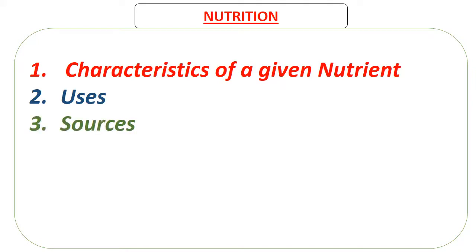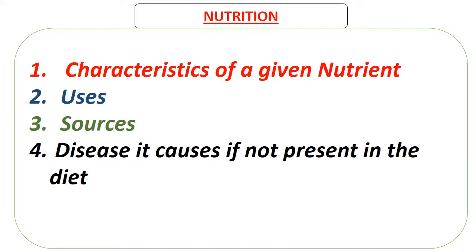And thirdly, we're going to take a look at sources. Where can you get a given nutrient? For example, after studying a nutrient, you become interested, you want to eat it, you want to have a certain thing happening to your body. So we are going to get that nutrient. Fourth, we're going to take a look at the disease it causes if not present in the diet. So if you don't eat that nutrient, what are some of the problems you might end up facing?